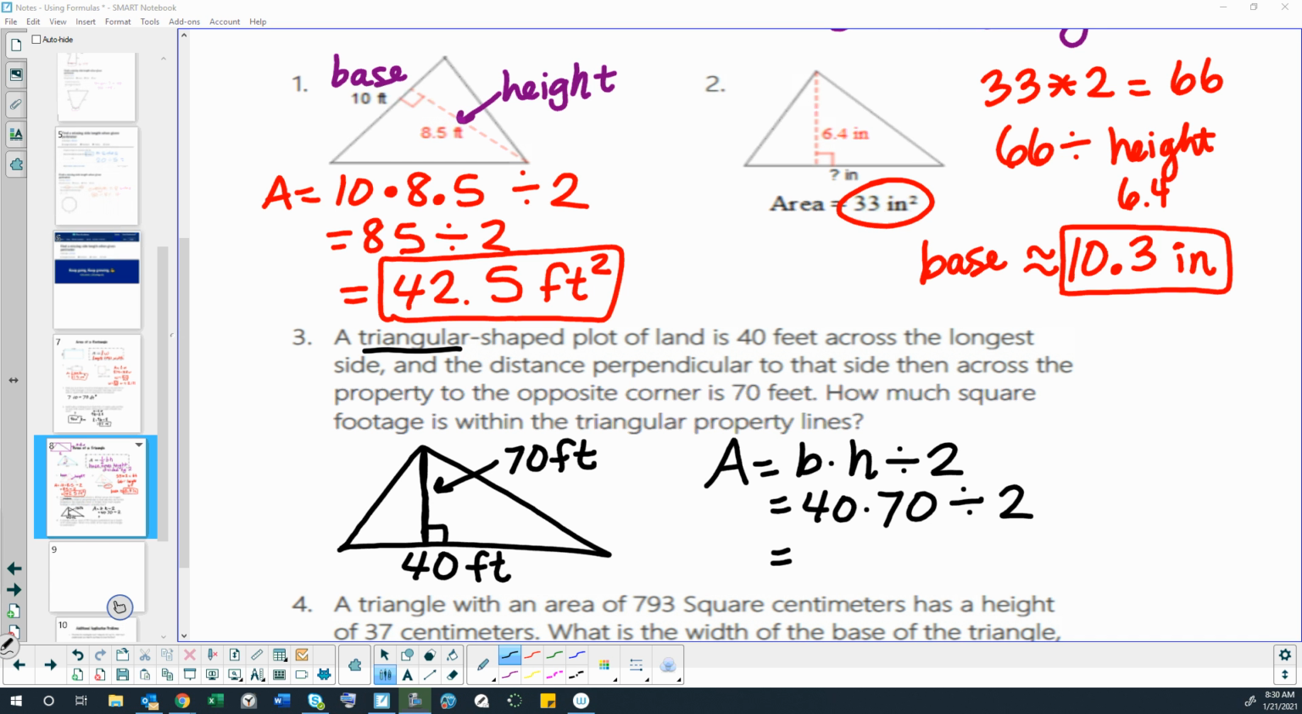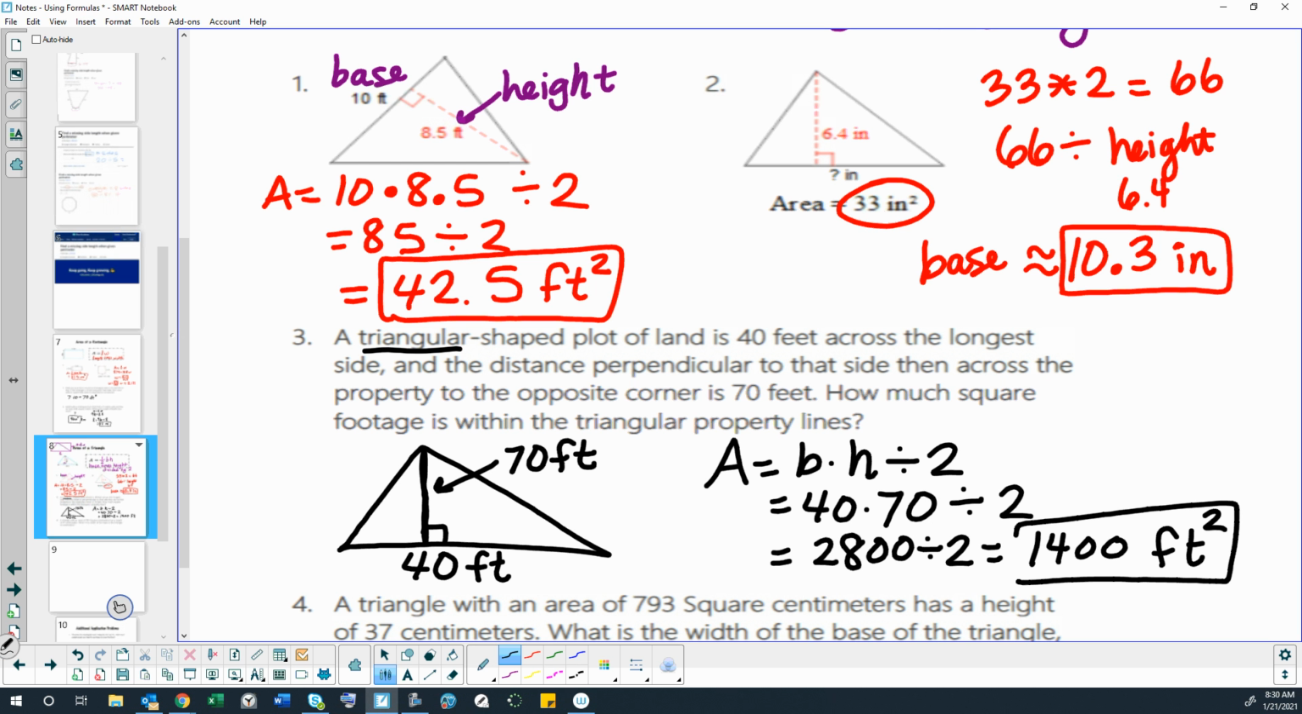All right, so 40 times 70 is, well, 4 times 7 is 28, right? So then if we have 2 zeros, throw those on. We divide by 2, and half of 28 is 14. So half of 2800 is 1400. And that is the area of our triangle in square footage. Get those numbers okay? All right, let's do one last problem together on this triangle here.